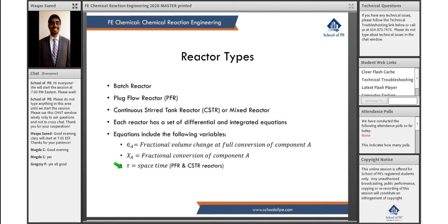And tau is specifically for plug flow reactors and C-star reactors. For batch reactors, it's just normally referred to as time, T. Tau is the space-time that you can calculate for plug flow reactors or C-star reactors.